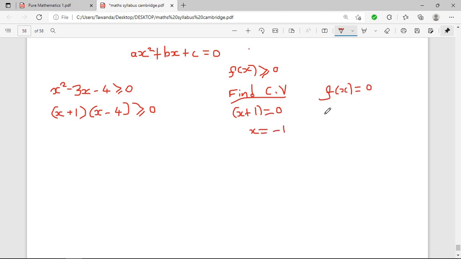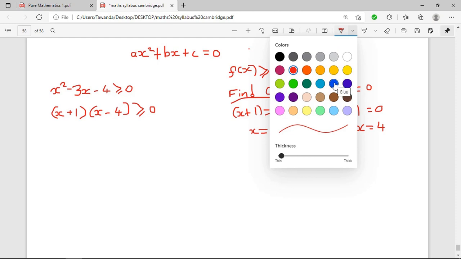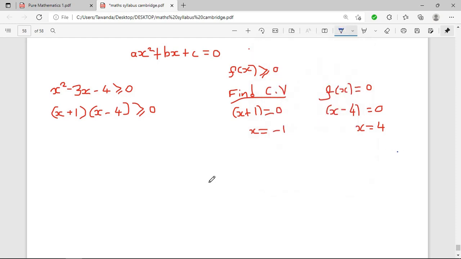In the second bracket, x minus 4, we equate to 0. x minus 4 is equal to 0, so we get x equals 4. So these are the two critical values that we have: x equals minus 1 and x equals 4. The next step is to sketch the diagram.